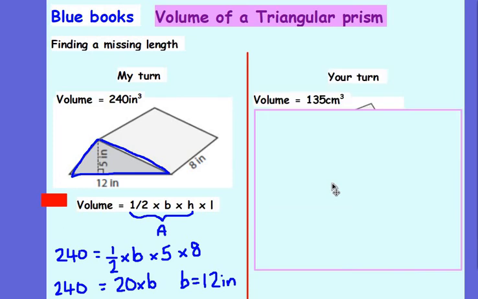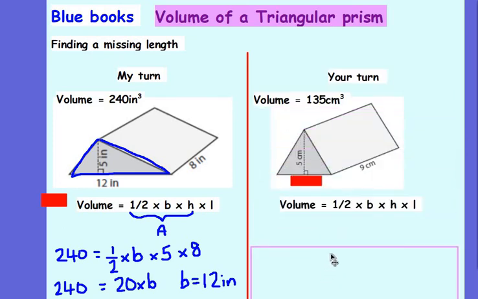In your dark blue books, have a go at this example in exactly the same way. Remember, your volume is your cross-sectional area times the length. In this case, your cross-sectional area is a triangle, so you can substitute in half times base times height. Pause the video and have a go at that now, please.